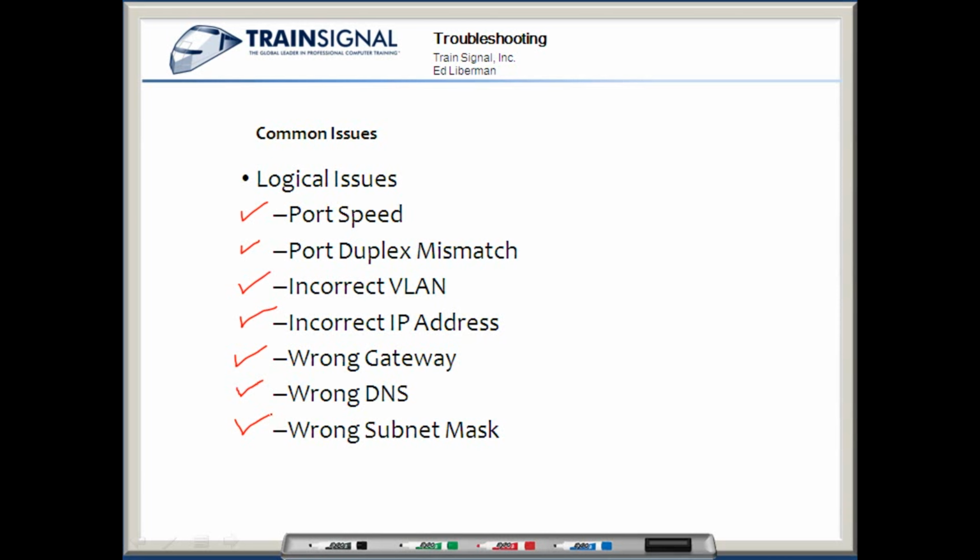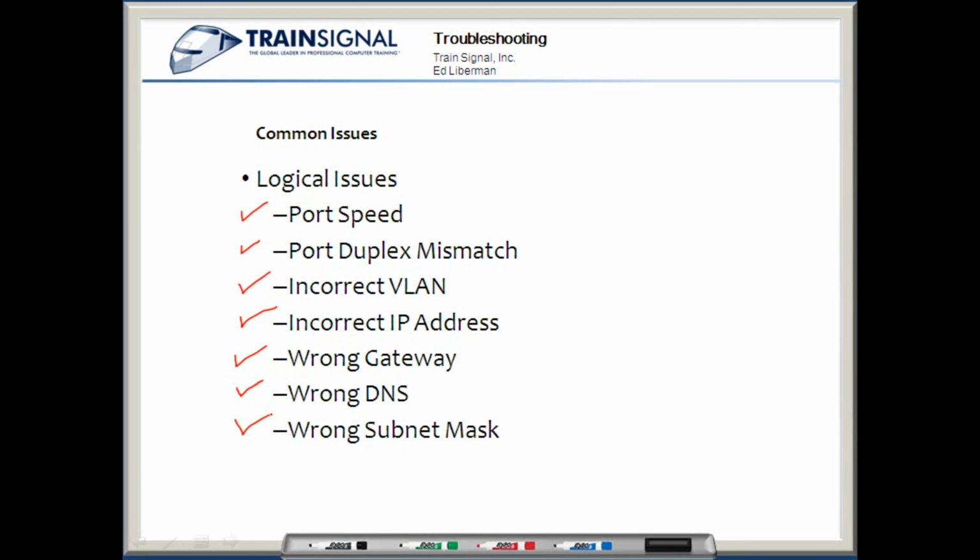Right? I mean, if you have the IP address of 192.168.10.200 with a subnet mask of 255.255.255.0, that's completely different than if you have the same IP address but a subnet mask of 255.255.0.0. So you want to make sure that that is correct.